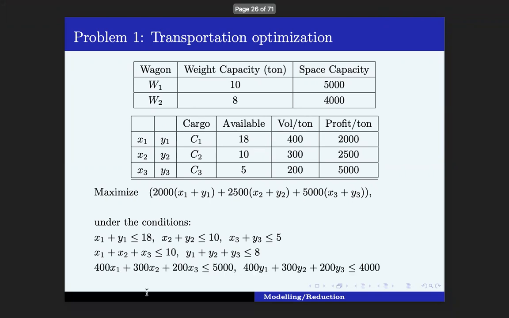Yes. So these two volume constraints, right? Because in cargo 1, it is 400 times X1 plus 300 times X2 plus 200 times X3 less than 5,000. And the non-negativity constraint. And that's all. You solve it.